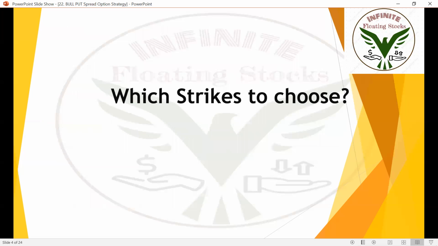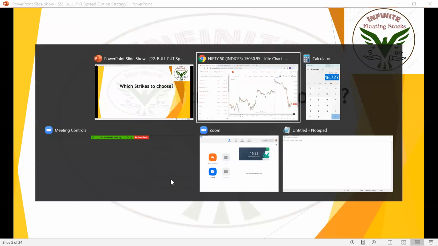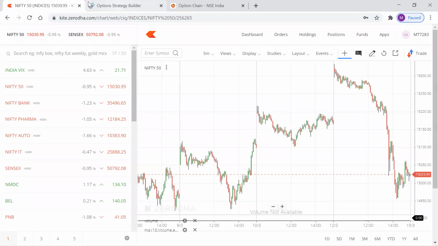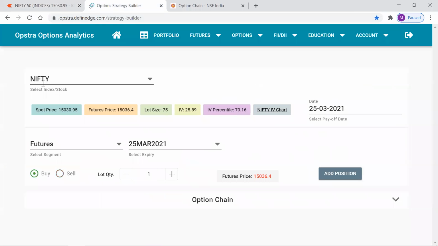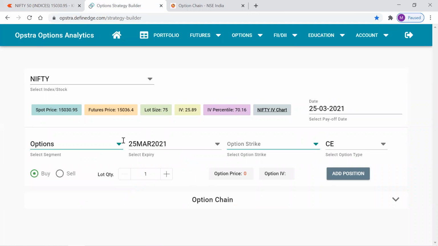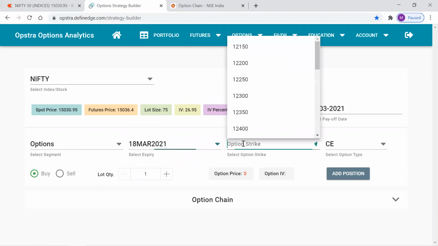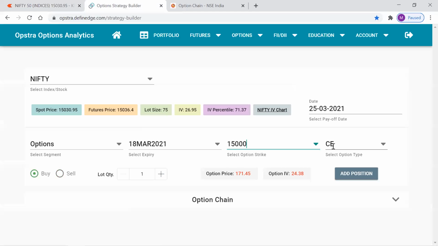So which strikes to choose? Simple. Let's get on to the payoff chart for a better explanation. Let me refresh. Select Nifty, select option, select the nearest expiry, and select at the money. At the money is 15,000. I'll be dealing with only puts, because the name of the strategy is bull put spread.